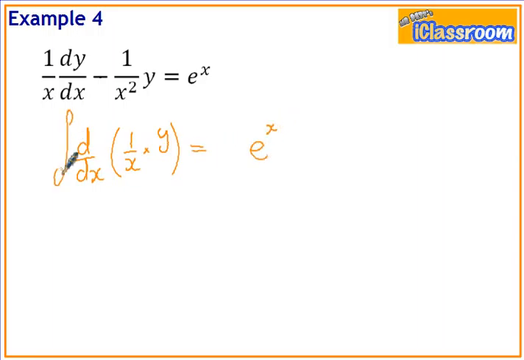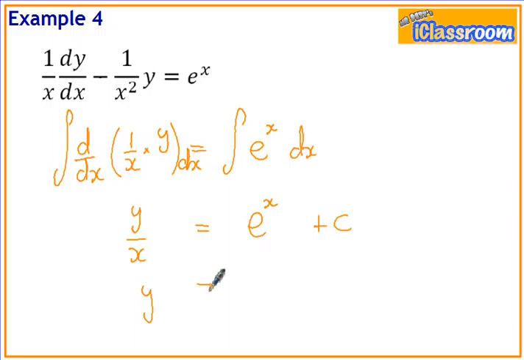Again, integrate both sides with respect to x, and I end up with y over x is equal to the integral of e to the x, which is e to the x. Don't forget that constant of integration. Again, we can choose to rewrite this, if we would like, as y is equal to x e to the x plus c lots of x. And here is a nice general form for our solution.